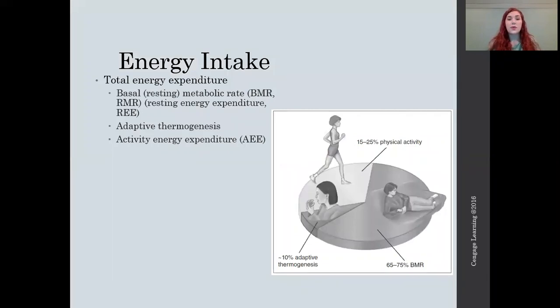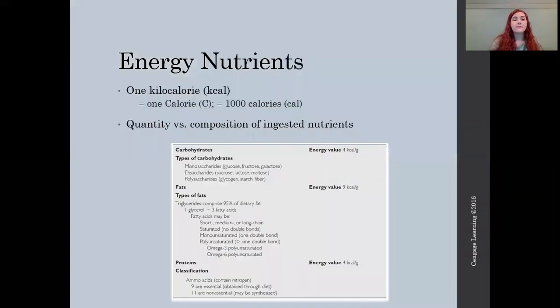Total energy expenditure represents the energy out portion of the energy balance equation and is made up of basal metabolic rate, adaptive thermogenesis, and activity energy expenditure. Basal metabolic rate is resting energy expenditure, so it's the periods of time throughout the day when an individual is not participating in any type of physical activity or exercise, but they are still awake. Activity energy expenditure, on the other hand, is those times when an individual is participating in some type of physical activity or exercise.